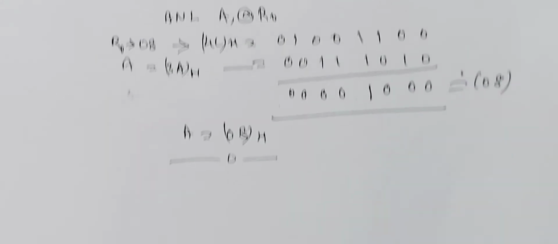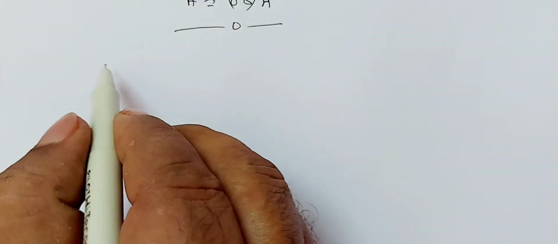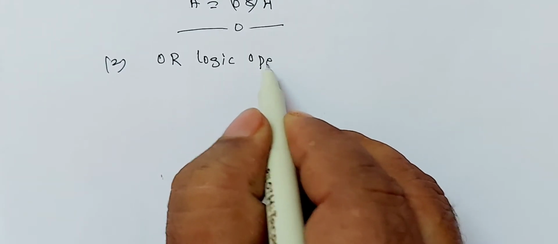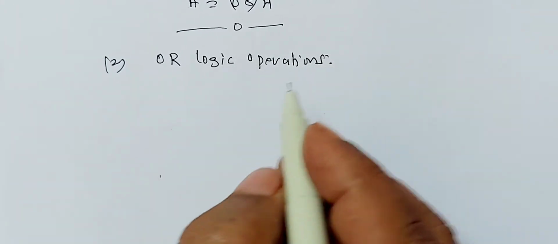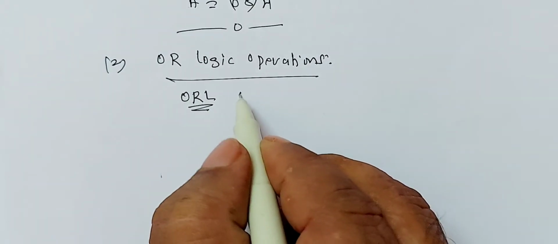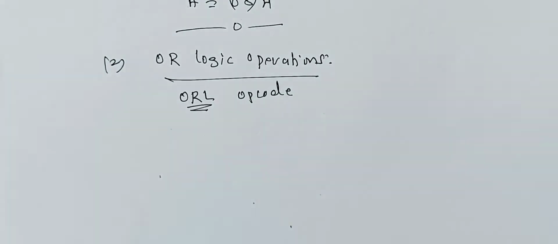Similarly, you can have another logic operation, the OR operation. The second one is OR logic operations. In this, ORL is the opcode used for OR logic operations. The instruction consists of opcode ORL followed by the destination and the source. The destination must be the register A only. Here also the source may be any of the four addressing modes.